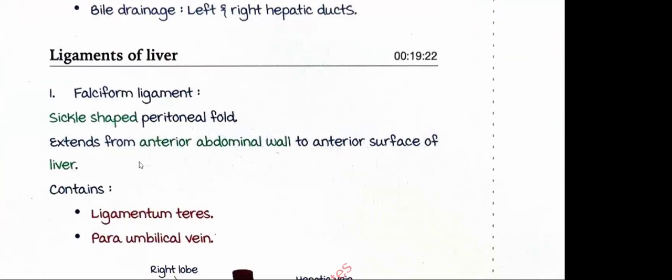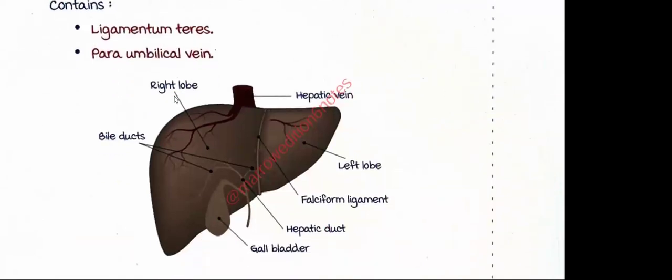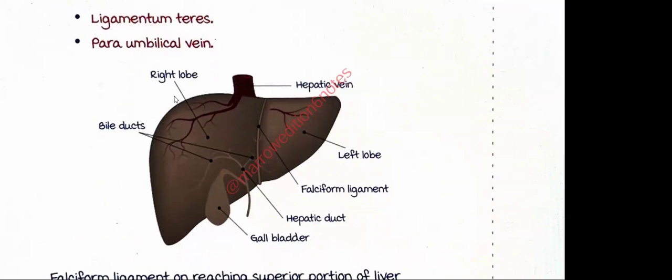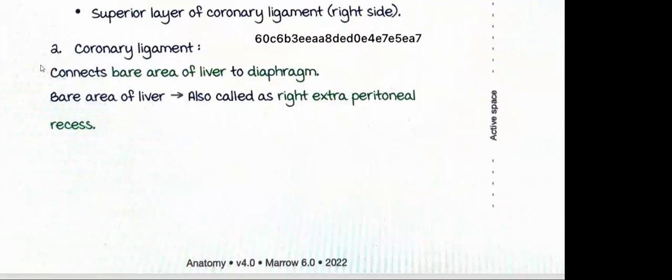Ligaments of liver. Falciform ligament, a sickle-shaped peritoneal fold, extends from the anterior abdominal wall to the anterior surface of liver. It contains the ligamentum teres, para-umbilical vein. Falciform ligament on reaching the superior portion of liver divides into two layers: left triangular ligament on the left side, superior layer of coronary ligament on the right side. Coronary ligament connects bare area of liver to diaphragm. Bare area of liver is also called the right extraperitoneal recess.